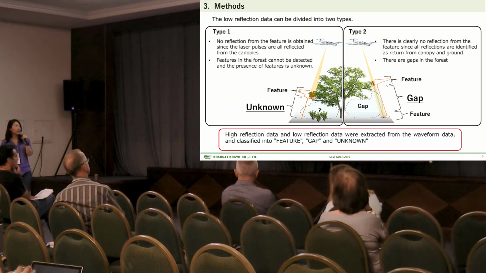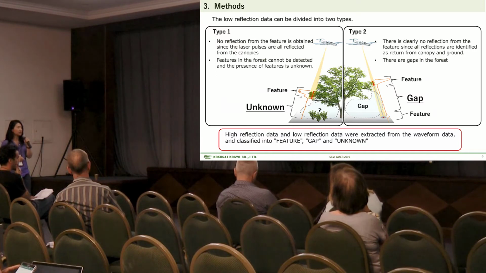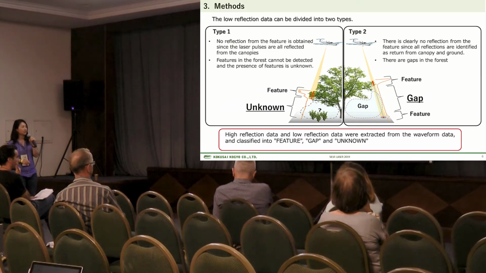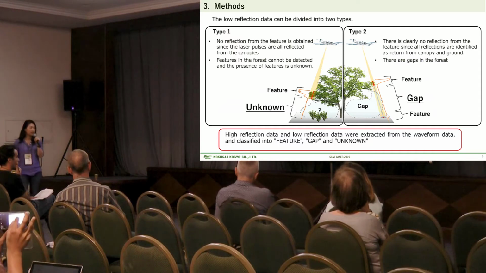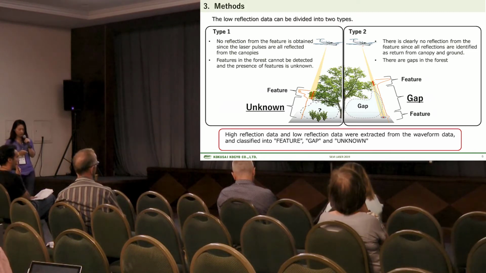The low reflection data can be divided into two types. In the first type, no reflection from a feature is obtained, since the laser pulse is all reflected from the canopy. That is, features in the forest cannot be detected, and the presence of a feature is unknown. In the second type, there is clearly no reflection from a feature, since all reflections are identified as returns from the canopy and ground. That is, there are gaps in the forest. Therefore, high reflection data and low reflection data were extracted from the waveform LiDAR and classified into feature, gap, and unknown.